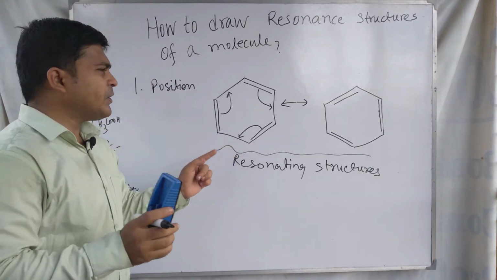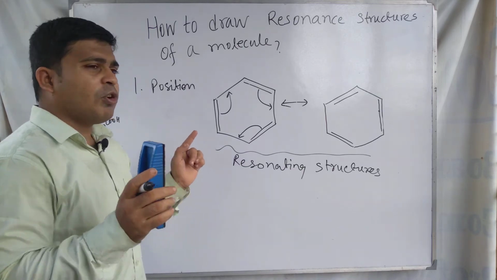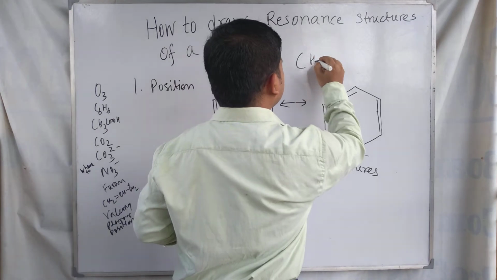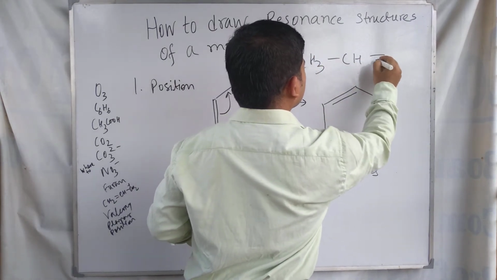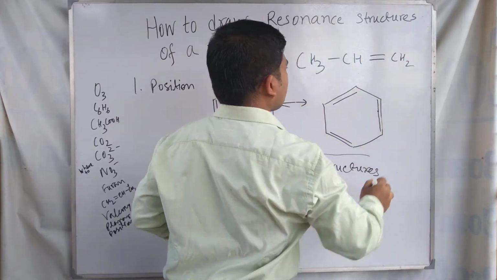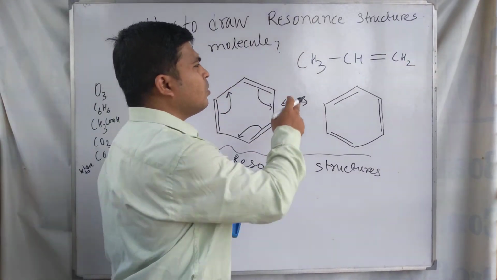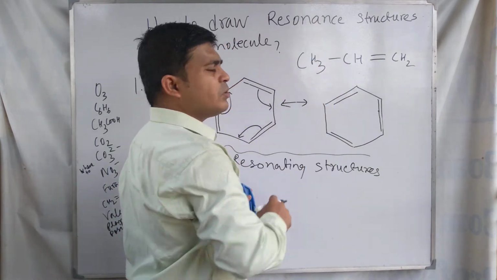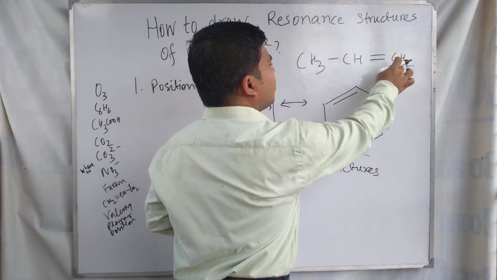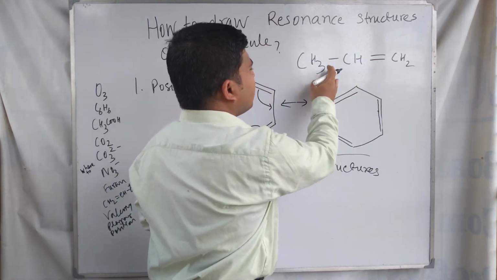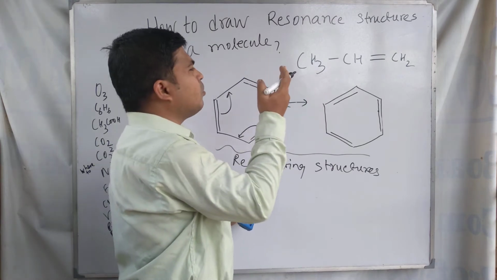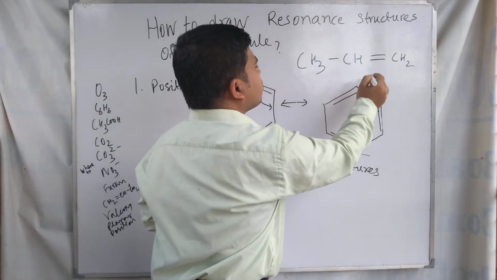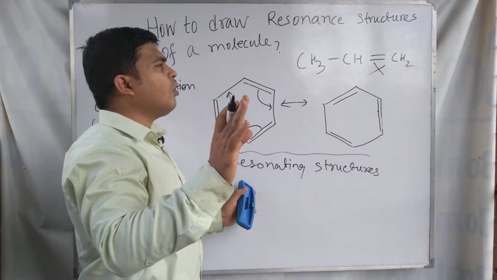In resonance, first you have to keep in mind whether the molecule should undergo resonance or not. You have to determine it. Suppose you are given this molecule. Does it undergo resonance, or is a resonance structure possible for this molecule? See, this bond is a delocalized bond, but in the next carbon there is no possibility of resonance, because this bond cannot delocalize here. So a resonance structure for this molecule is not possible.